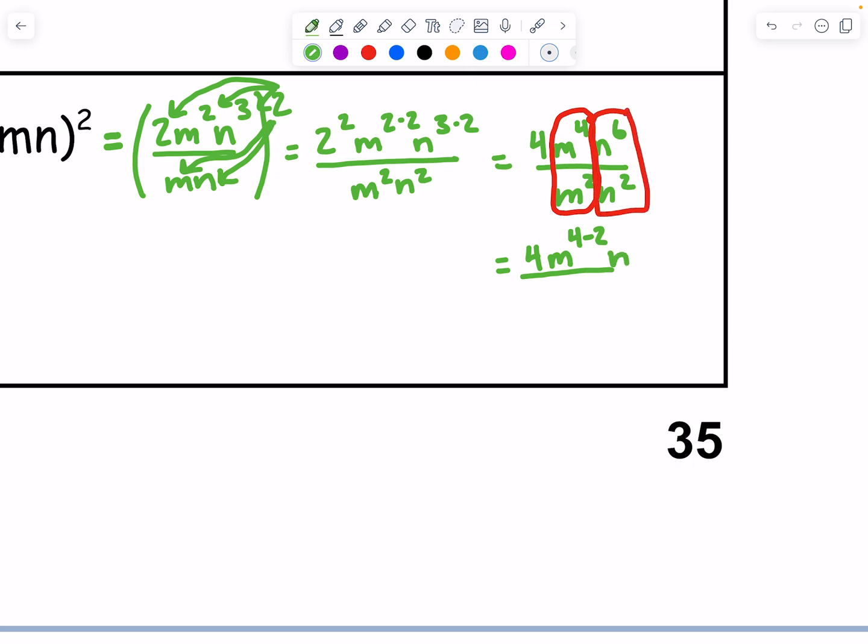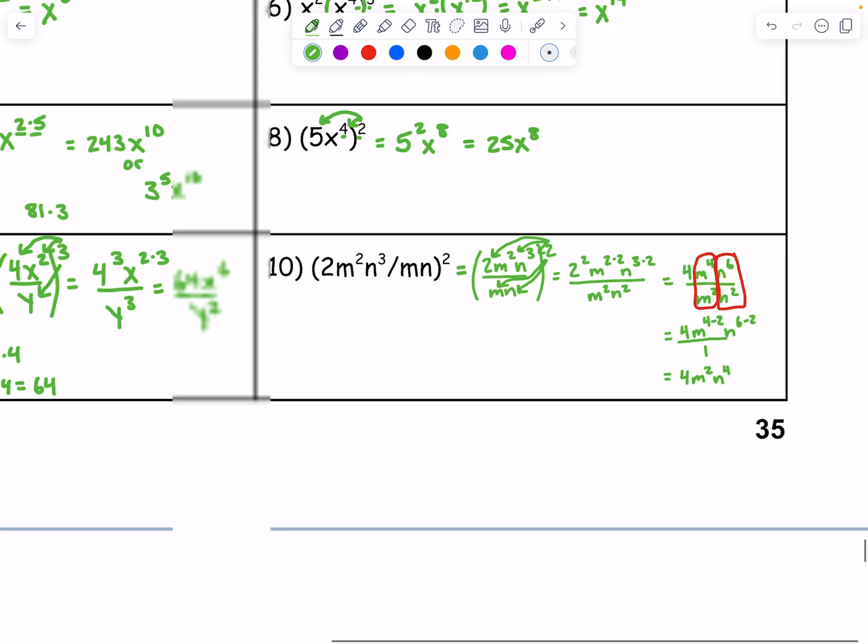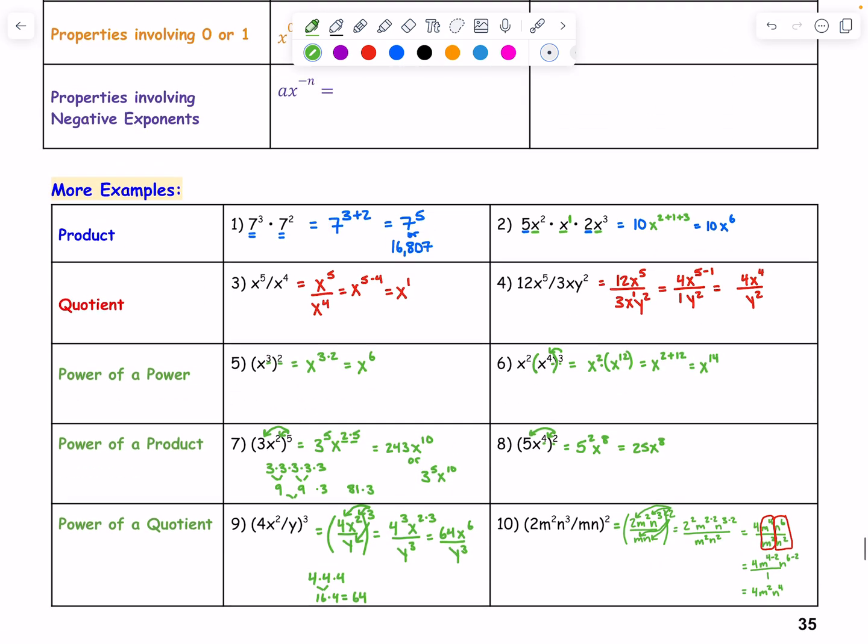So m would be 4 minus 2, but then nothing is going to be left over in the denominator, so we just have a 1 underneath it for right now. And when we write out our final answer, we don't need to write the 1 at the bottom anymore. So we'll have 4m, and then 4 minus 2 gave us a power of 2. And then n to the 6 minus 2 power, which gives us a power of 4. Okay, so that is enough for the first part of our exponent rules.